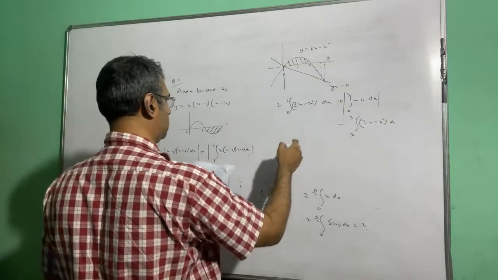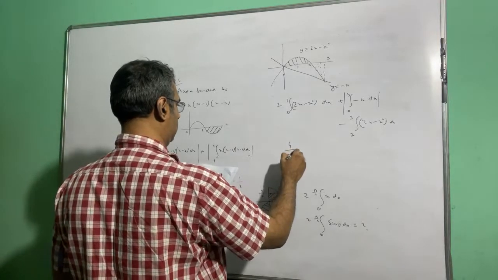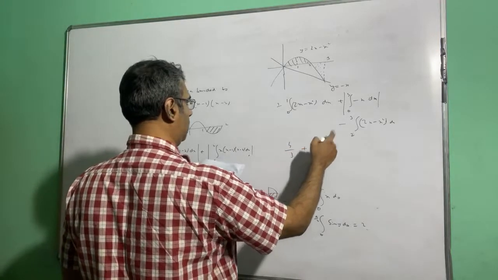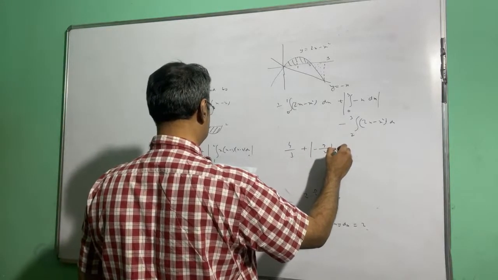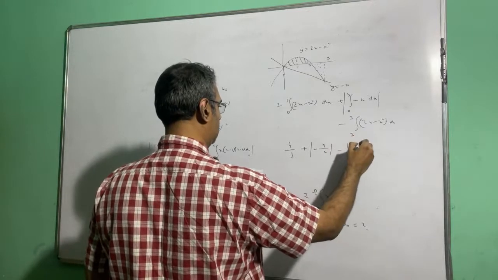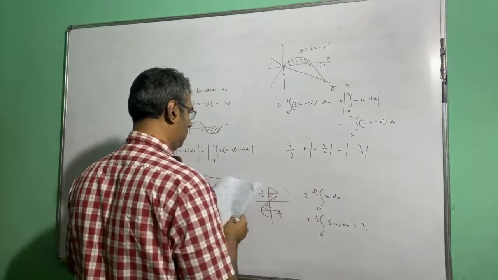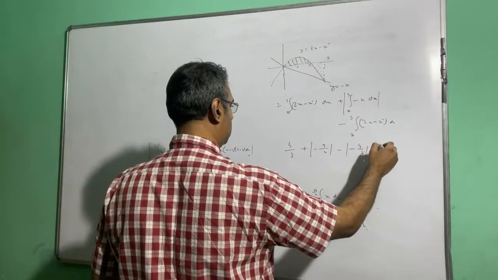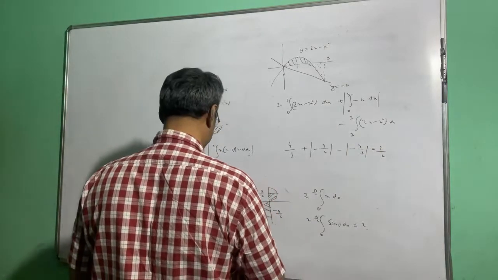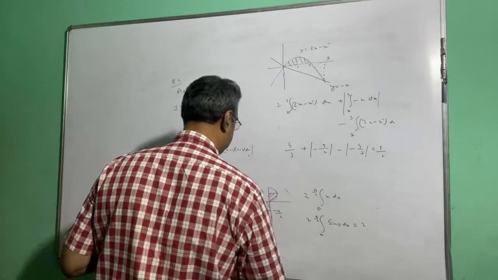So this integral works out to 4 by 3. This integral after limit works out to modulus minus 9 by 2, and this one works out to modulus minus 4 by 3. So after simplification, the answer is 9 by 2. And in fact, that is the final answer of this particular question.